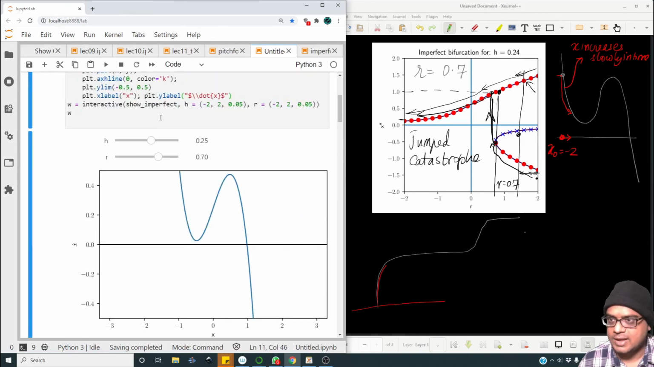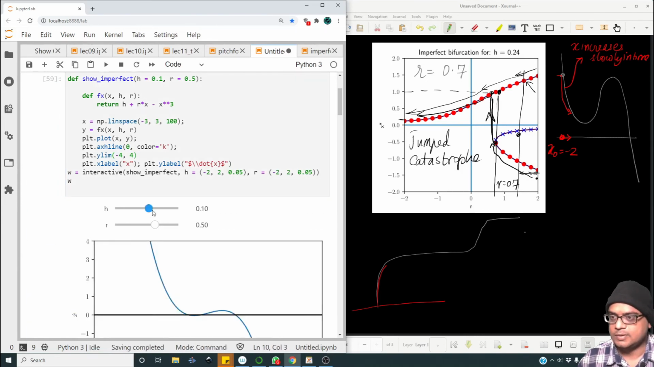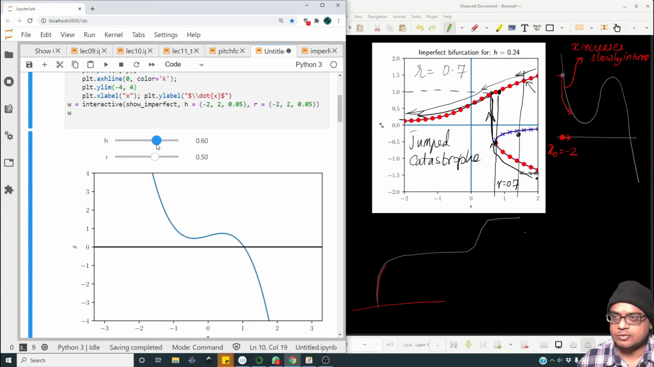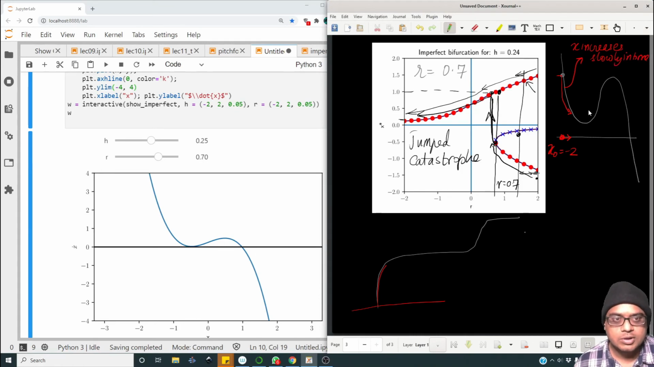Let me go back to the plot and forget about the y limit, and let us rather take a y limit from -4 to 4 perhaps, which is 0.24 and r is 0.7. Okay, so we're starting somewhere over here. There's a very fast motion and then a slowing down. The slowing down continues up until this point, and this corresponds to something near minus 0.5.